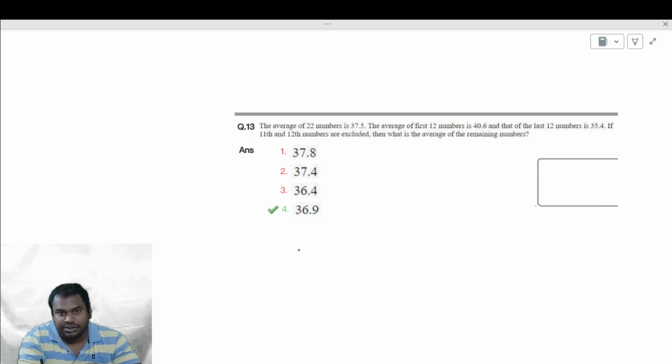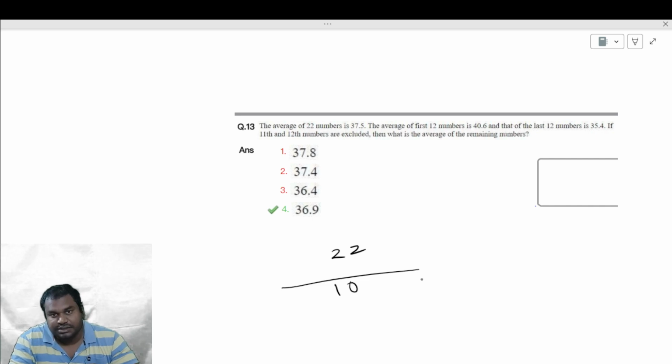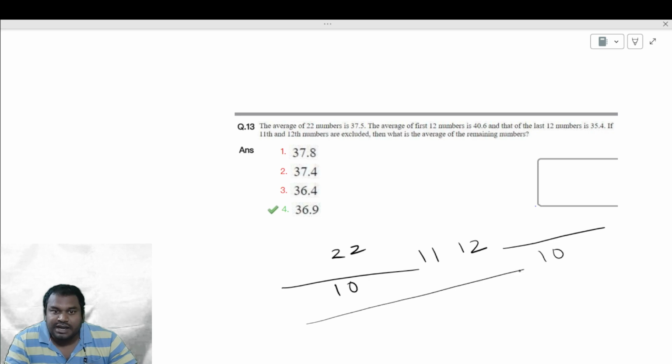There are 22 numbers actually. So out of this 22, first 10 will be here, and 11th and 12th will be here, and last 10 numbers will be here. So he has given the average of all the 22 numbers as 37.5.